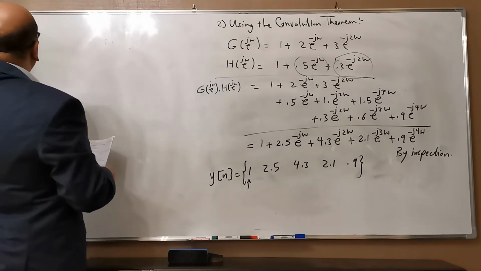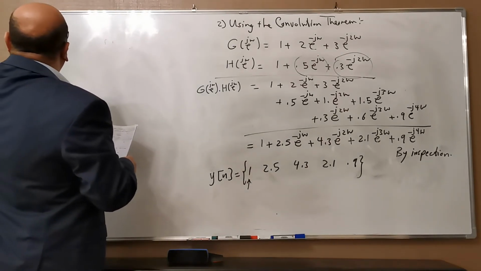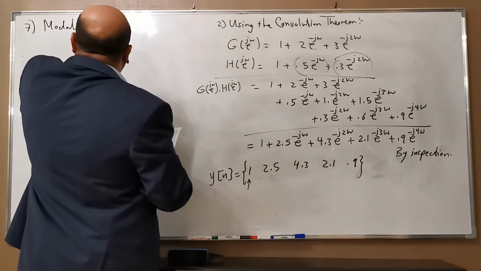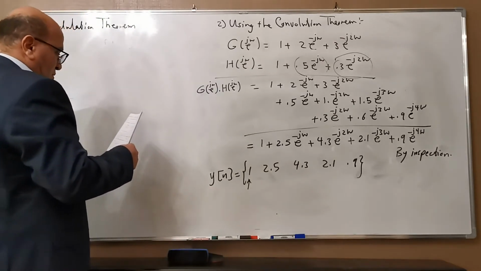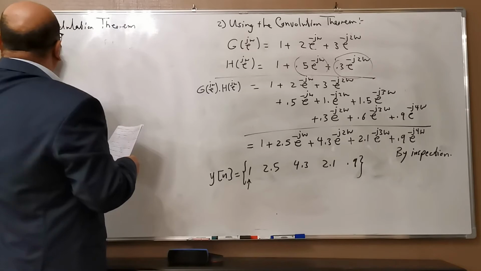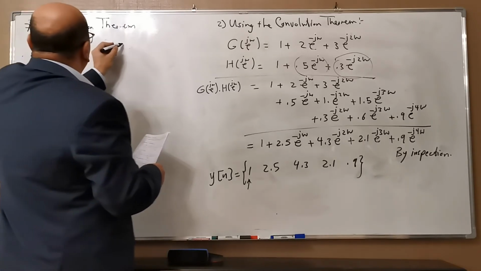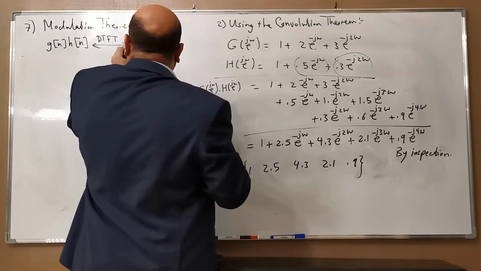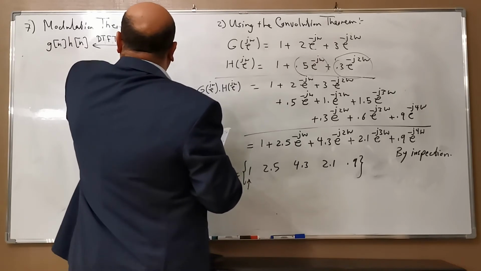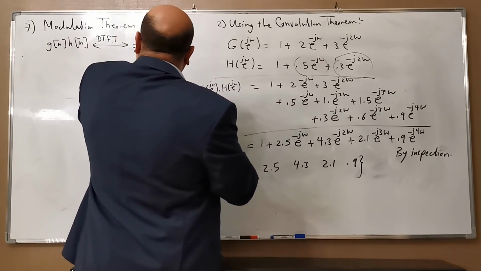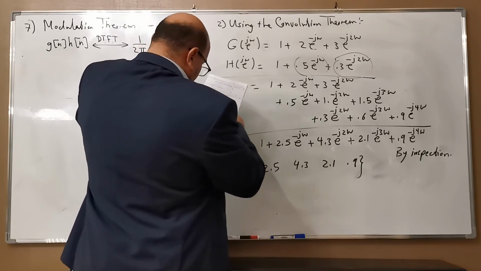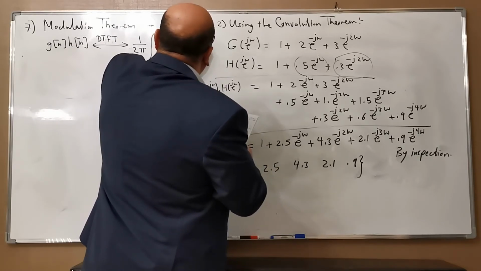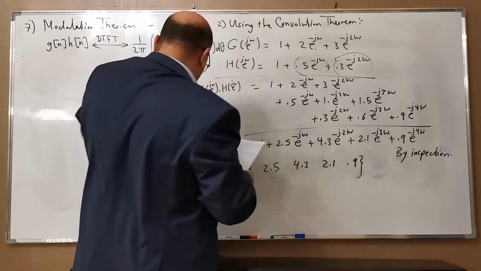Okay, number 7, the modulation theorem. This is the dual of the convolution. If you have multiplication in the time domain, you have convolution in frequency. So this equals 1 over 2π, integration from -π to π, of g of e^{jθ} h of e^{j(ω-θ)} dθ.